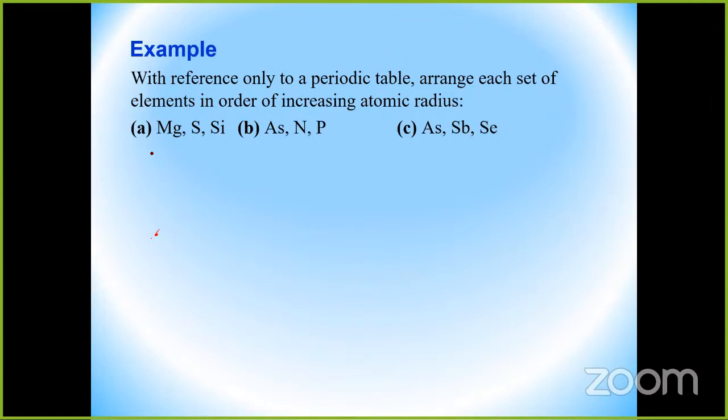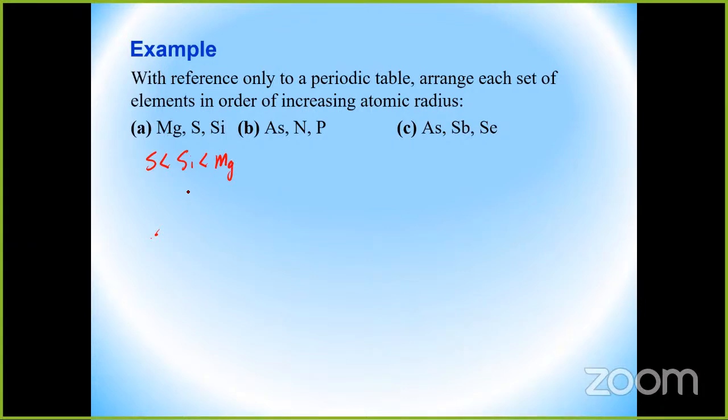Remember now, going from left to right, the size decreases in any period, right? So which one of these 3 would have the smallest size? Now, looking at the periodic table, magnesium, sulfur, and silicon are in the same period, right? So which one would be the smallest of these 3? You sure? Remember, the size decreases going right. So sulfur will be the smallest, followed by what? Silicon, followed by magnesium. All right? So that's the answer for A. All right? What about B?